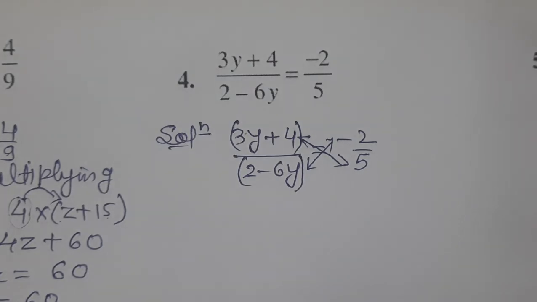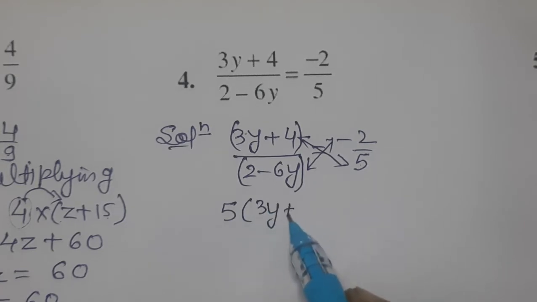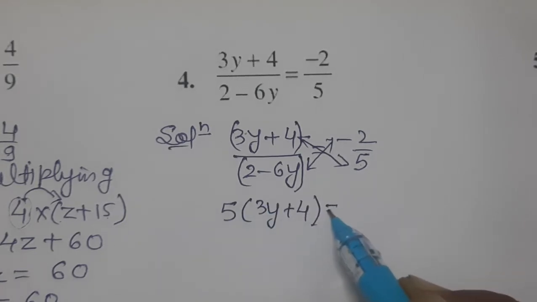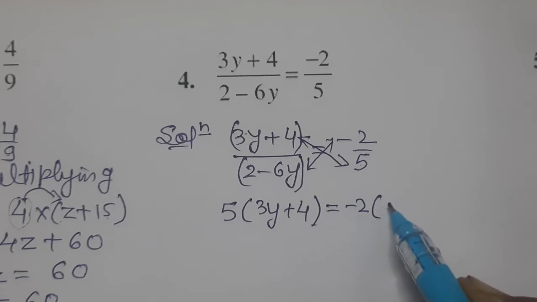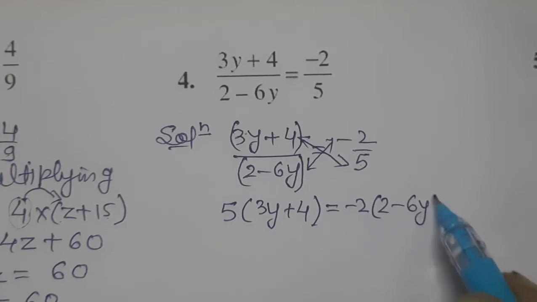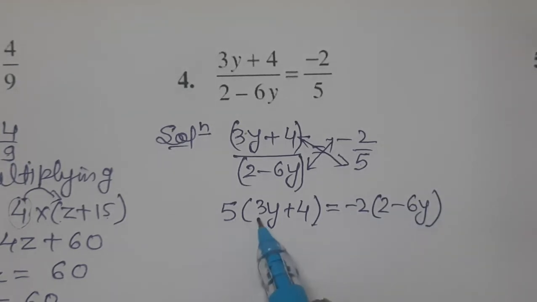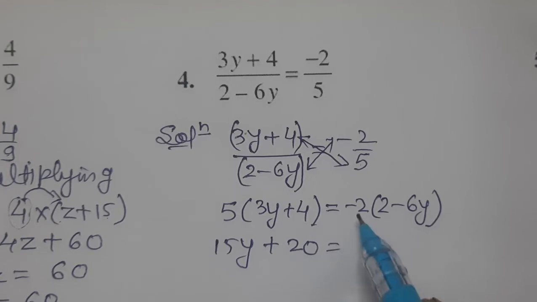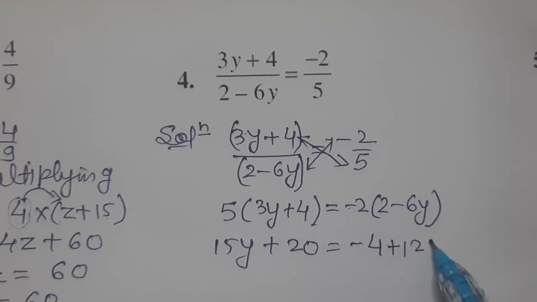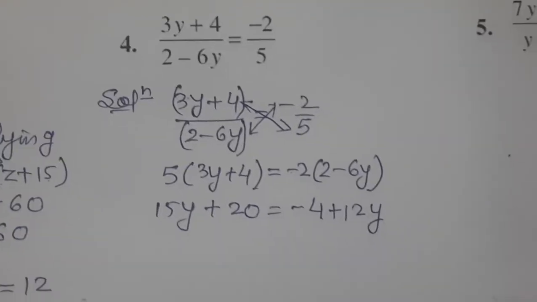So we have cross multiplied. Now 5 with 3y plus 4 and minus 2 with 2 minus 6y. So let us multiply further. 5 3s are 15y. 5 4s are 20, minus 2 2s are minus 4, and minus into minus plus, 6 2s are 12y. See children.